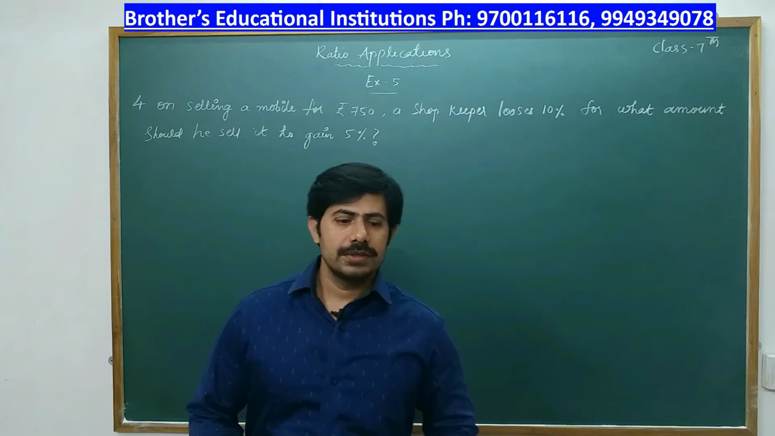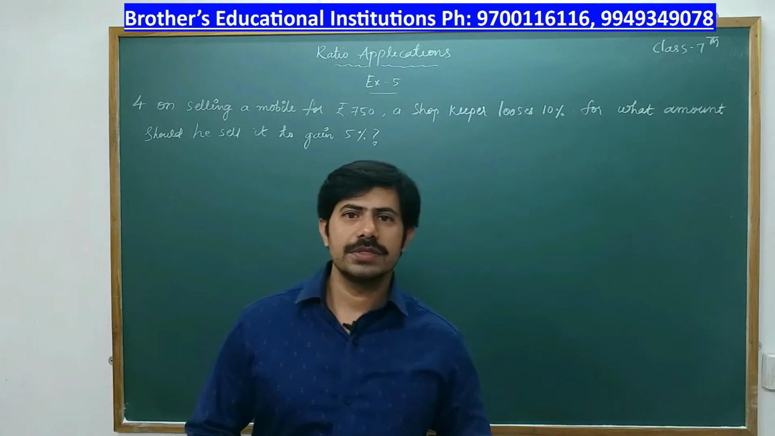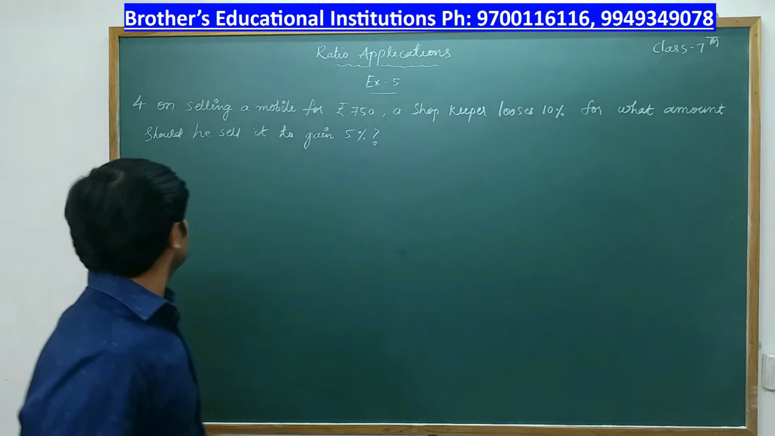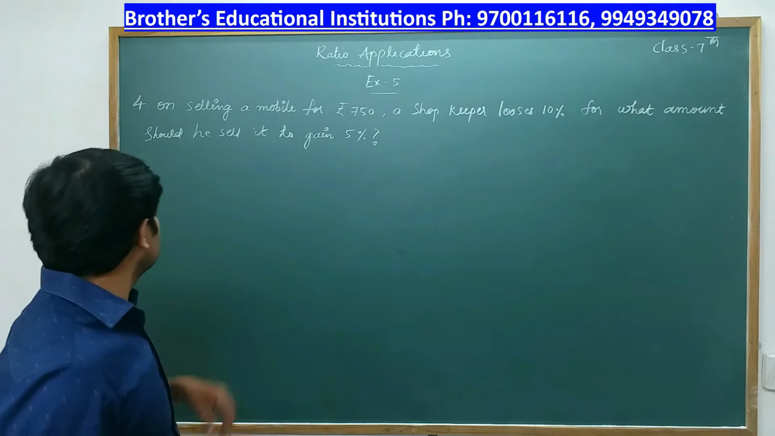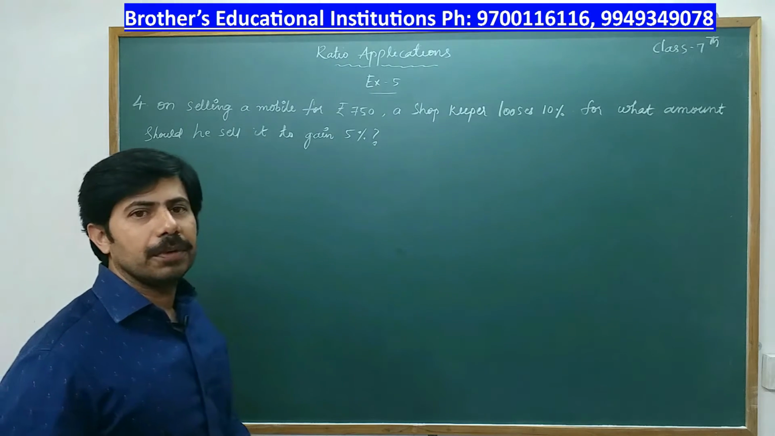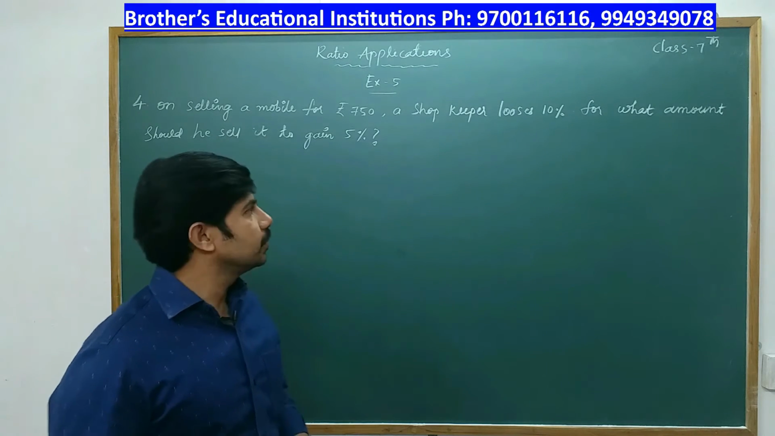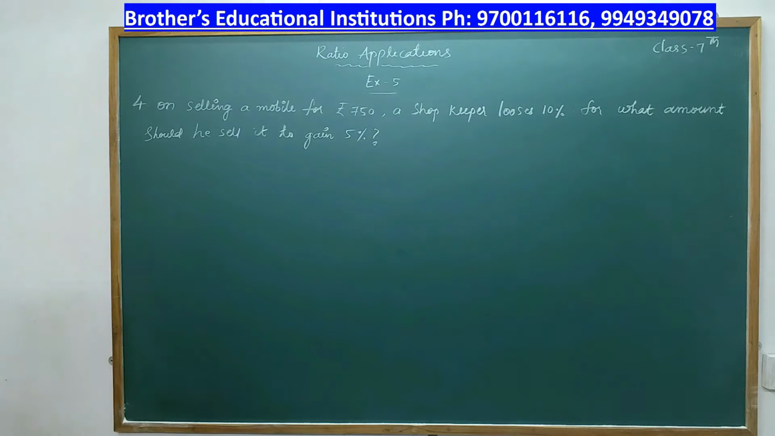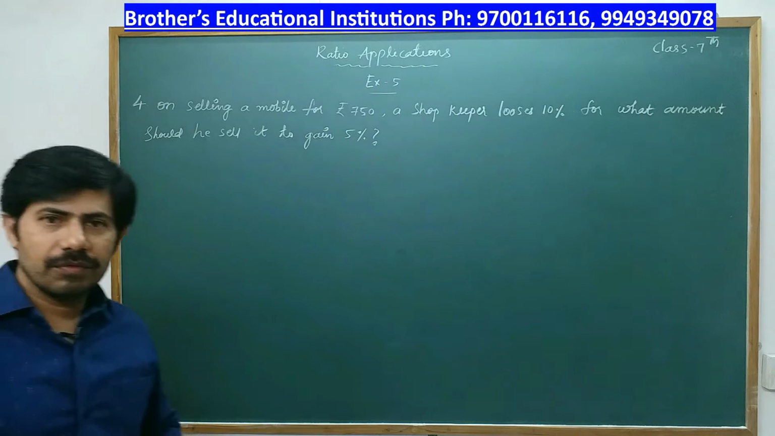Welcome back. So we are doing problems on profit and loss. We completed three problems. Now the fourth one: on selling a mobile for rupees 750, a shopkeeper loses 10%. For what amount should he sell to gain 5%?